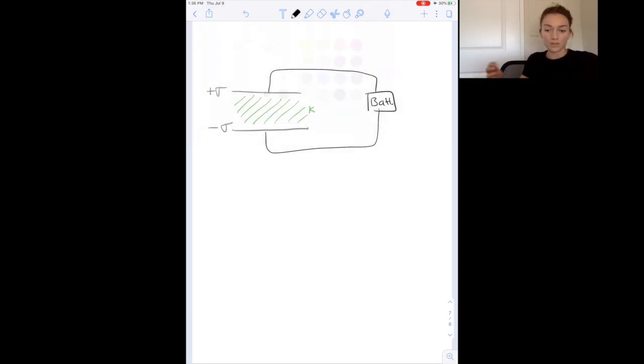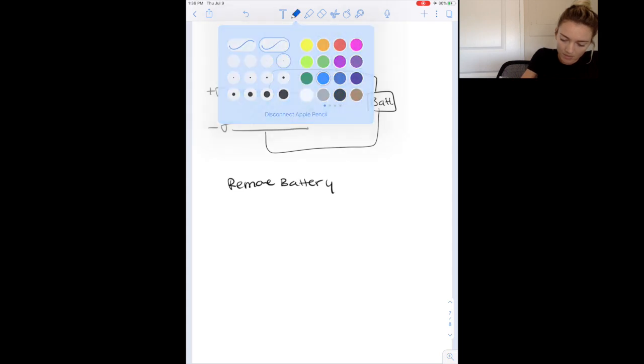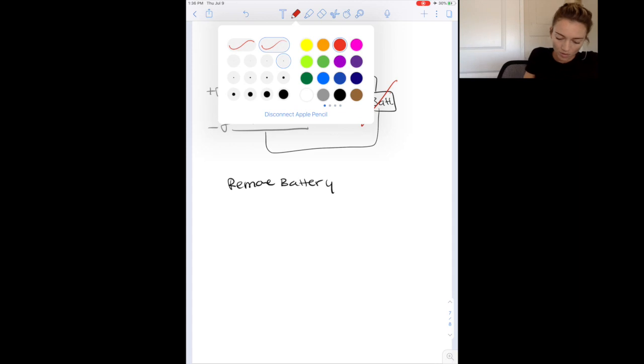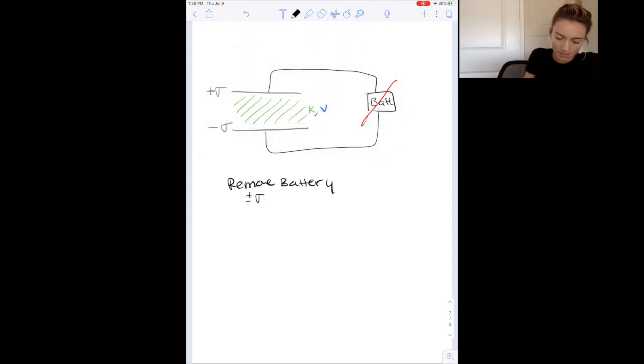if I remove the battery, and I have some potential difference V across the two plates, right? So if I remove the battery, the charge on these two plates has to stay the same, right? Because if there's no battery here, there's nothing that can pump charge to the plates. So the charge on the plates has to stay the same. So plus minus sigma on the plates is constant.